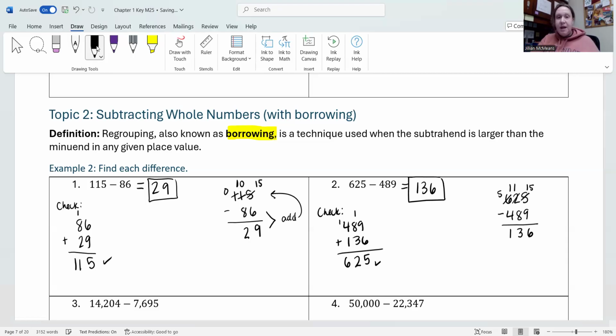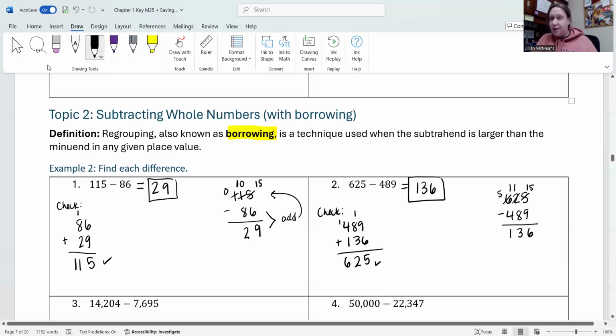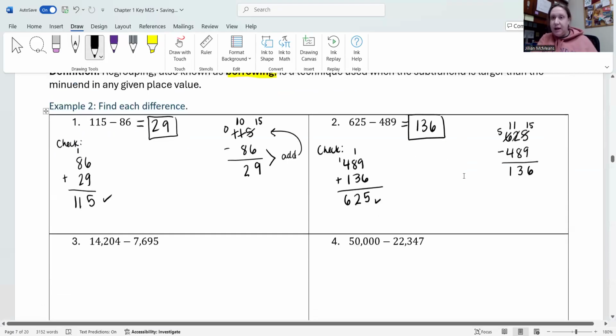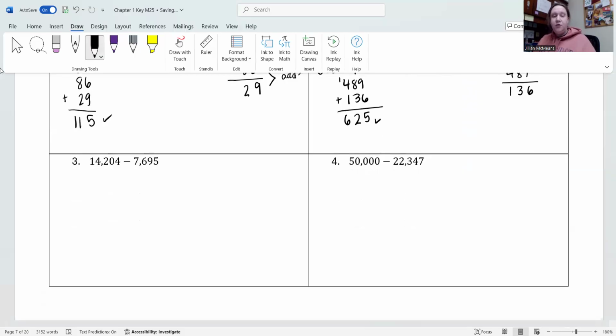136. Okay. Now part 3 and 4, they're a little bit different. There's an extra little layer that we've thrown in here. So for part 3, right off the bat, seems like very normal subtraction, and it is. It's just got an extra little thing you have to be careful with. So we have 14,204. And from that, we want to subtract 7,695. Well, again, right off the bat, we need to borrow.